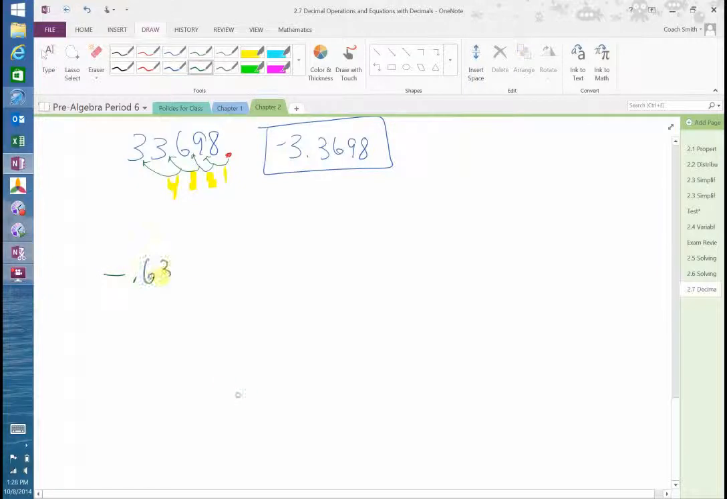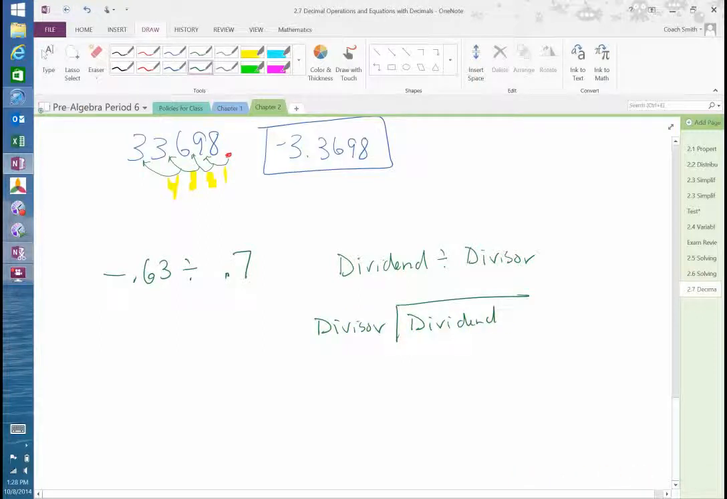Negative 0.63 divided by 0.7. Now remember, it is dividend divided by divisor. Okay, and that means then as you look at your bracket, divisor, dividend. So as we look at our bracket here, that's 0.7 and negative 0.63.